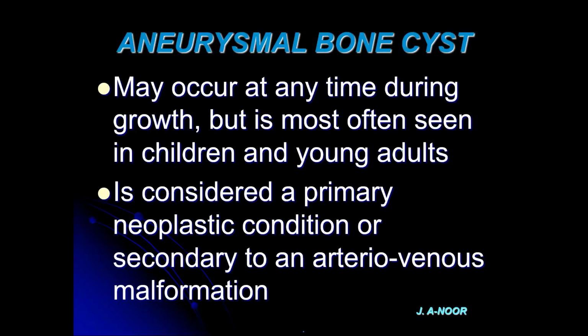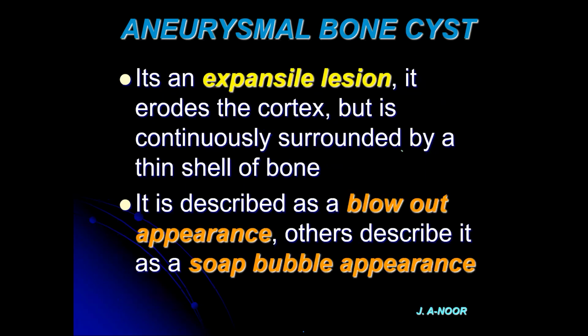Aneurysmal bone cysts may occur at any time during growth, but are most often seen in children and young adults. It is considered a primary neoplastic condition or secondary to arteriovenous malformation. It's an expansile lesion. It erodes the cortex, but is continuously surrounded by a thin shell of bone. It is described as a blowout appearance.